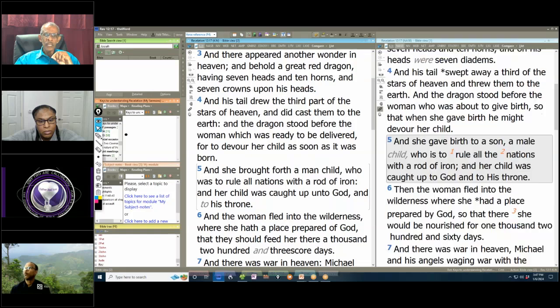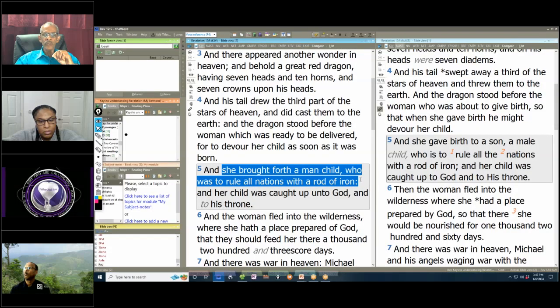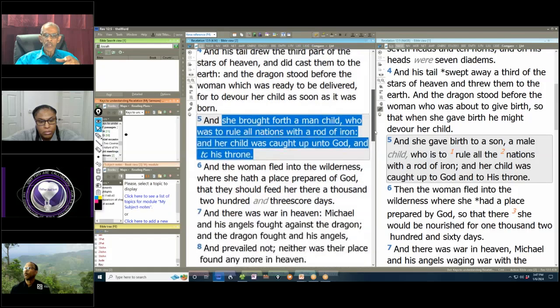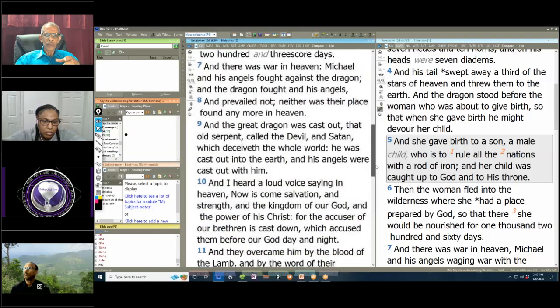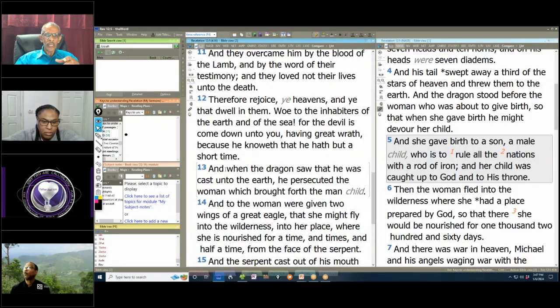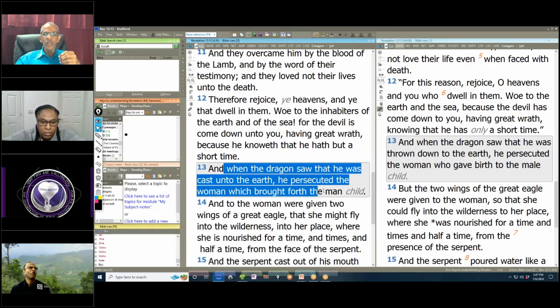She brought forth a man-child that was to rule all nations with a rod of iron, and the child was caught up unto God and to his throne. That was 2,000 years ago. And when the dragon saw that he was cast onto the earth, he persecuted the woman which brought forth the man-child. That has been taking place for the past 2,000 years.